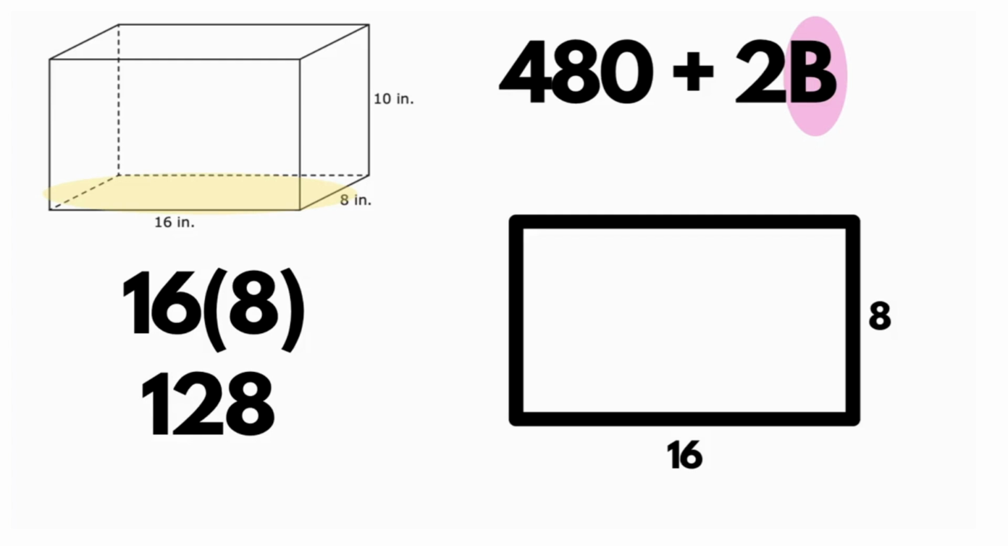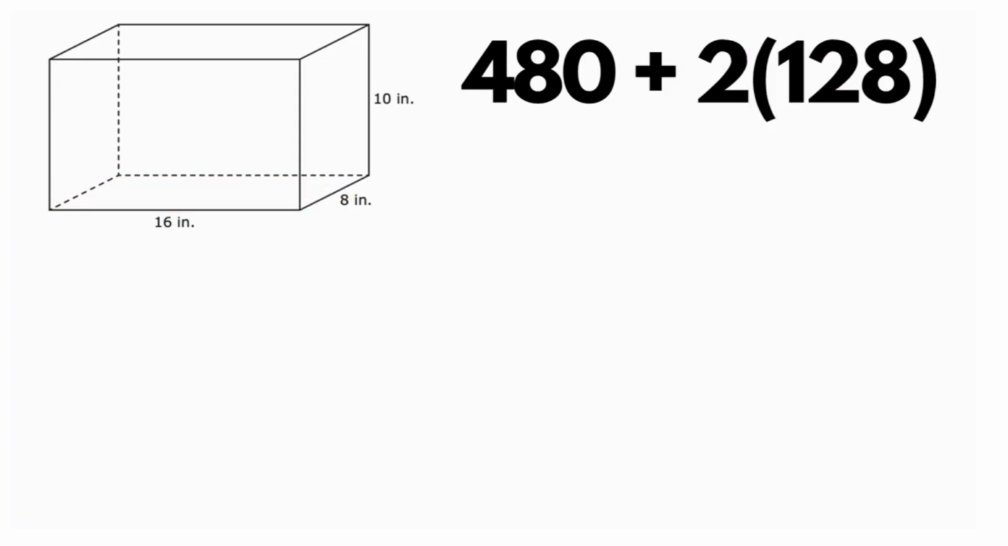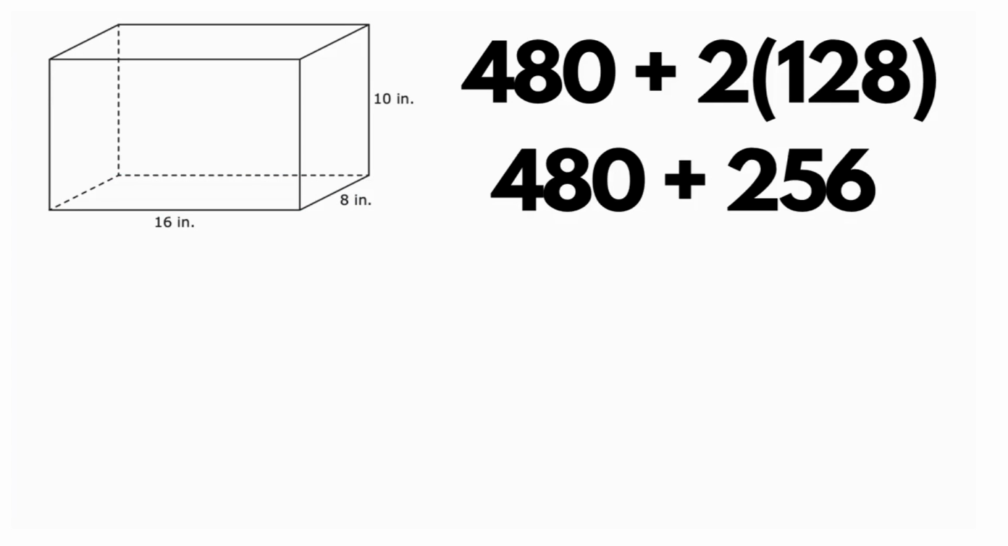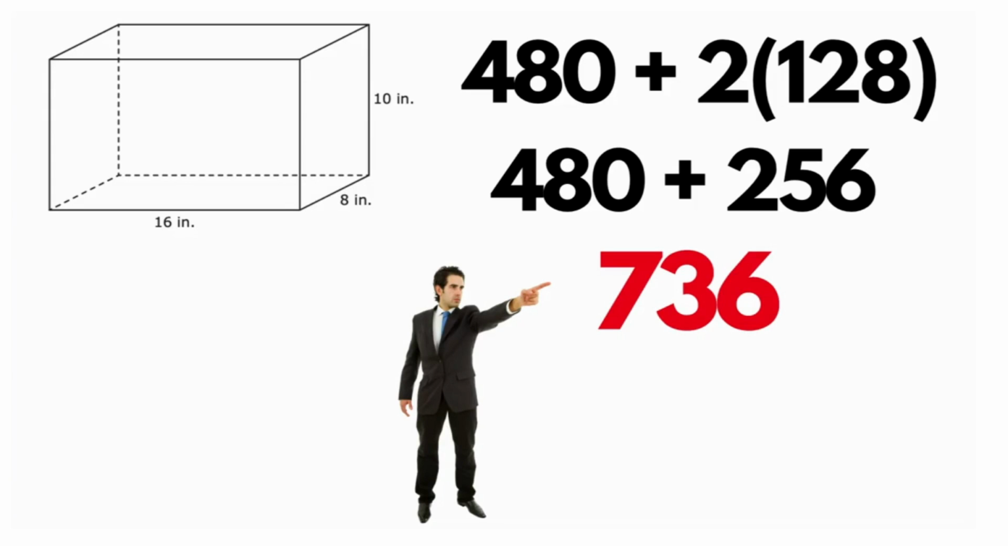So when we take that 128, we can plug that back in for capital B. Now we have 480 plus 2 times 128. Using PEMDAS, we're going to multiply first. 128 twice is 256. So what is the total surface area of our prism? 736.